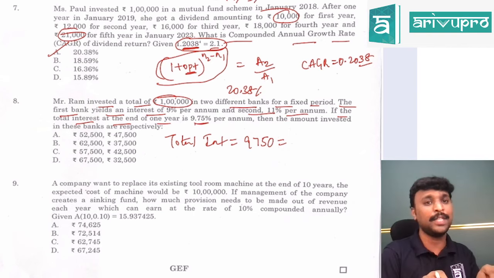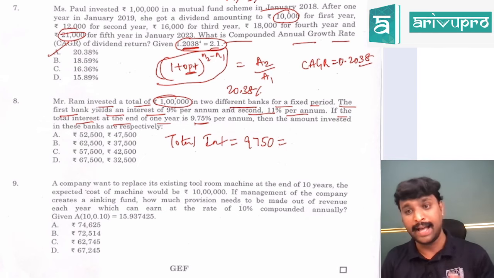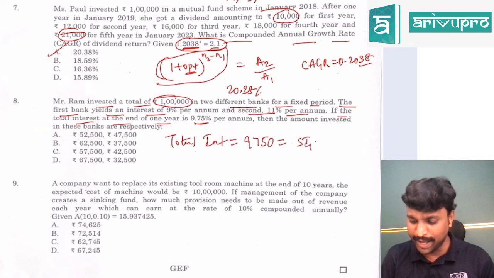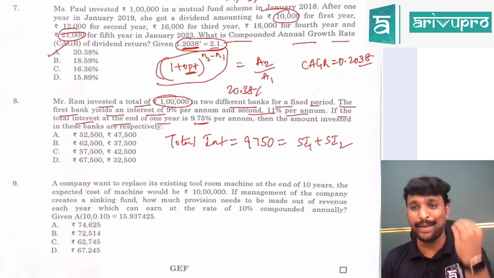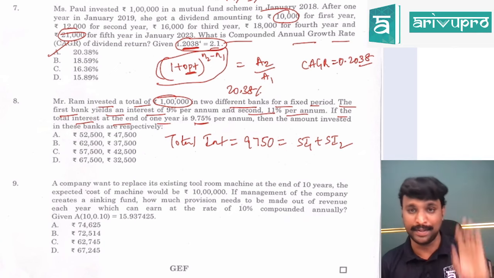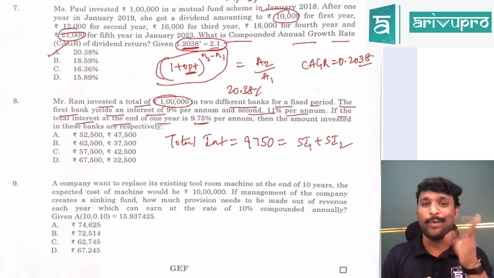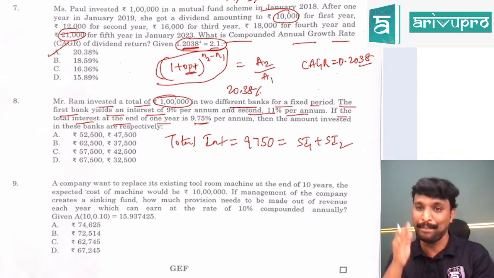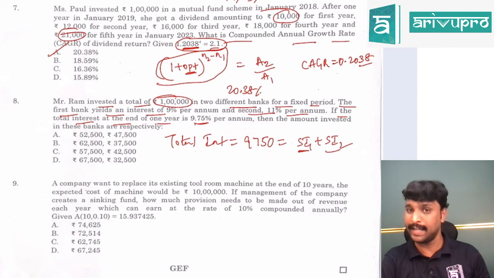Have they specified it as compound interest or simple interest? No. So take it as simple interest. So this should be equal to SI1 plus SI2. Guys, you know how to find SI? PTR percent. Yes or no? P into T into R percent. T is 1 year for both of them, right? But what is not known? P1, the principal for the first SI, and the principal for the second SI.